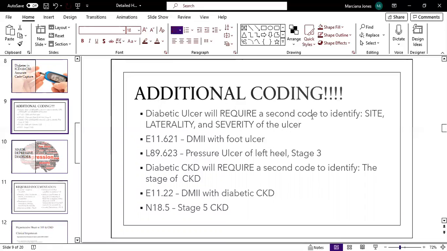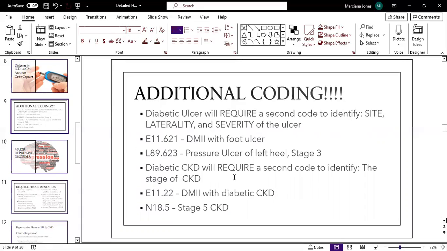So when I say additional coding, I need to know the site, the laterality, and the severity of the ulcer. And remember, if it's not there, you can always use unspecified, but I still need you to use this L code, letting me know that this person has an ulcer and the severity, the laterality, and the site is not specified. So let's say it was specified. Let's say they had a pressure ulcer, the left heel, stage 3. Bam, I use L89.623. So whenever you're going to use that ulcer, make sure you also code the ulcer for the site, laterality, and the severity of the ulcer.